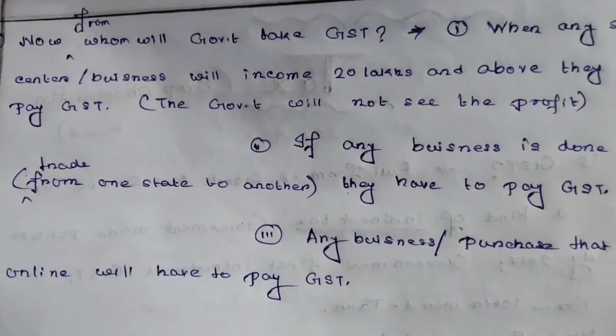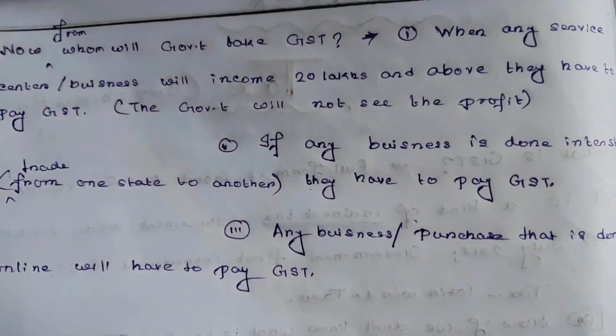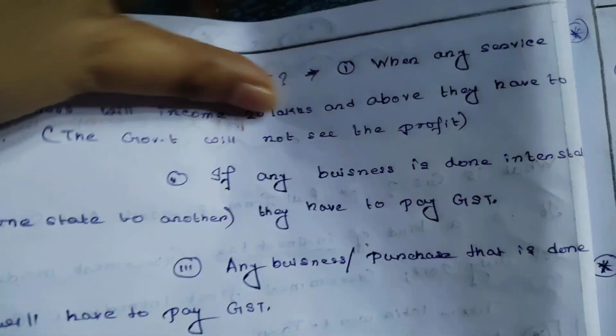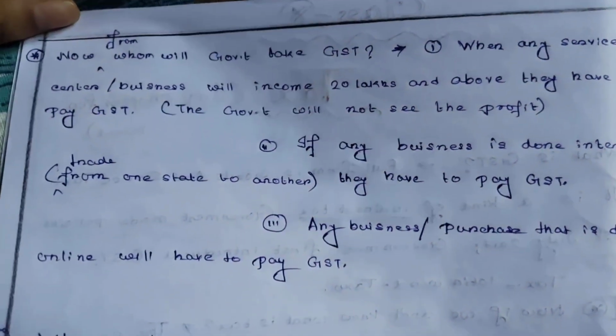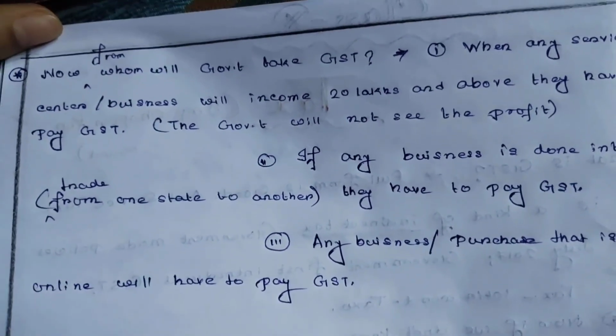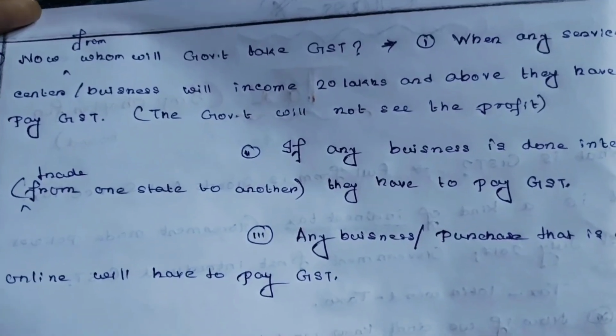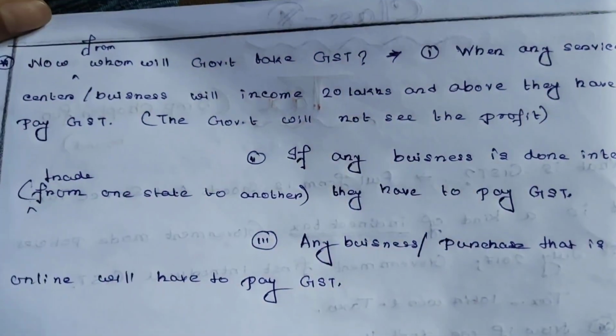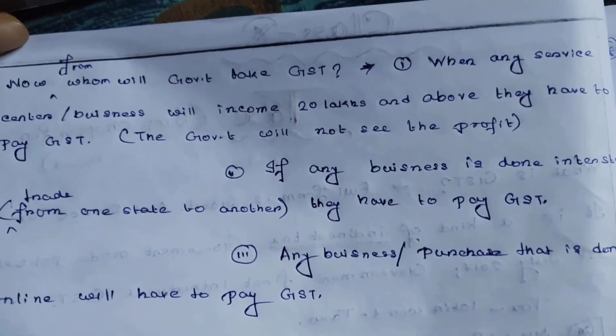Condition number 2 is, if any business is done interstate, that is interstate or integrated GST. This is one kind of GST. We will read it later. From one state to another, they have to pay GST.